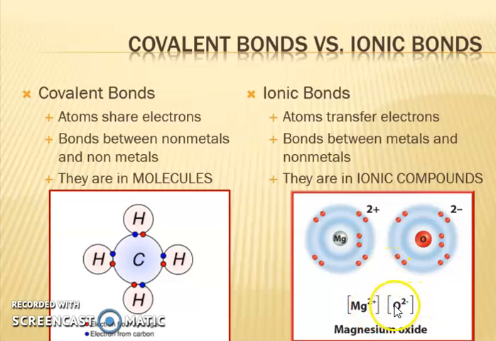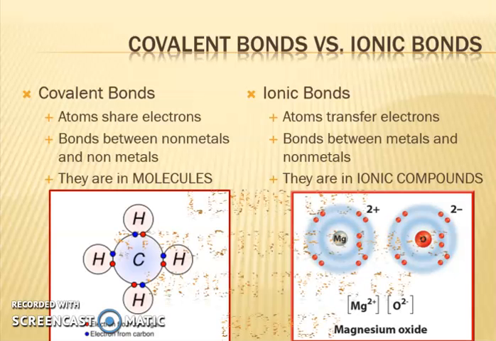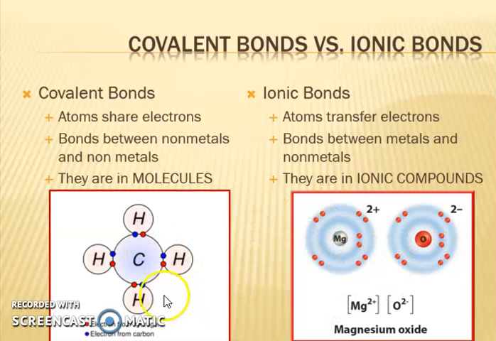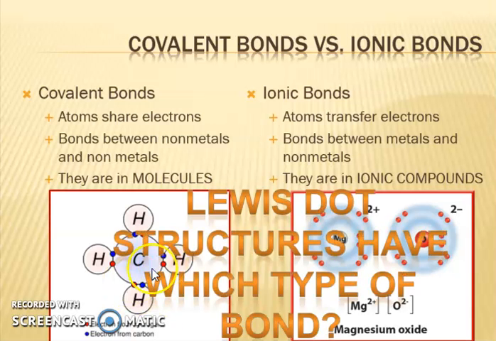That attraction there is stronger than a covalent bond. That's why they have really high boiling points and melting points and all that. But anyway, this is an ionic bond between metals and nonmetals. This here is just between nonmetals. Okay, oh, I kind of gave this away. Which one of these is a Lewis dot structure? It would definitely be the covalent bonds.